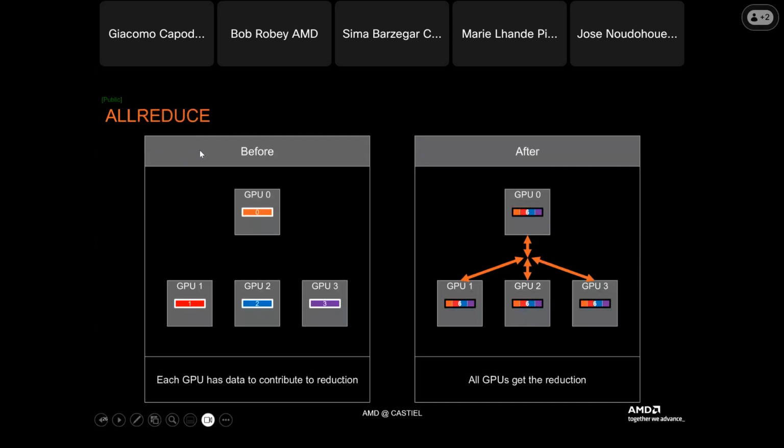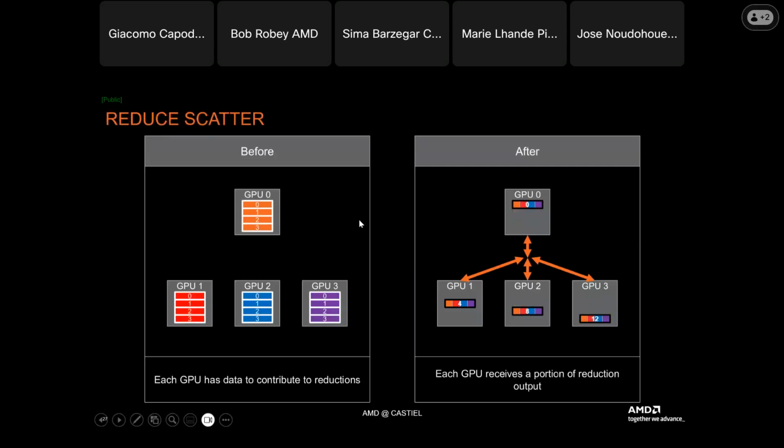In all-reduce, each GPU has data to contribute to the reduction as well. So we have 0, 1, 2, 3, and the reduction happens at each level. All GPUs get the reduction result, which is why we have 6 everywhere. In reduce-scatter, each GPU has data to contribute to the reduction as well. This is the state we have before, and after the reduce-scatter, each GPU receives a portion of the reduction output, depending on the data you have initially.